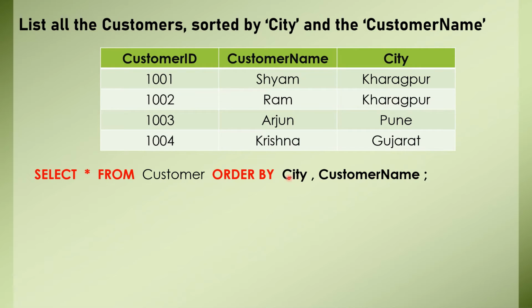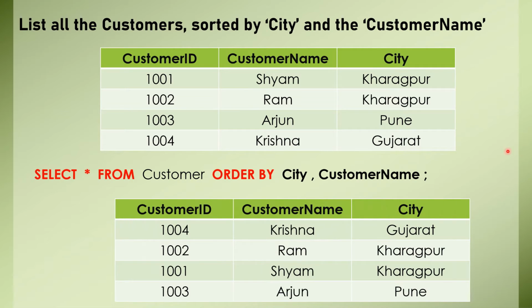Means you need to separate the column names with a comma. So order by city and customer name. So how will this work, right? Exactly by which column will we be sorting the data? This is a big question, right? So what will be the answer? Let us first see that.